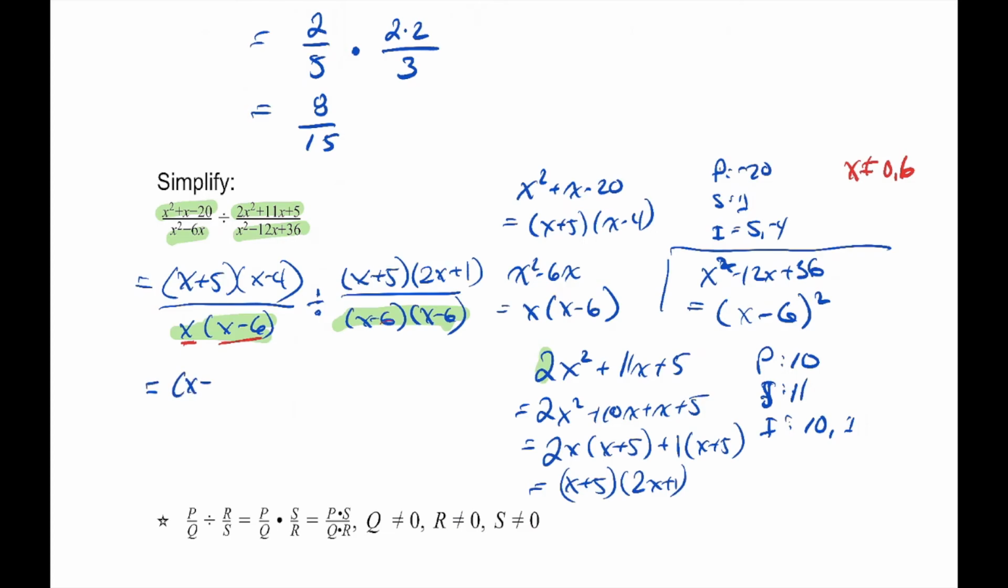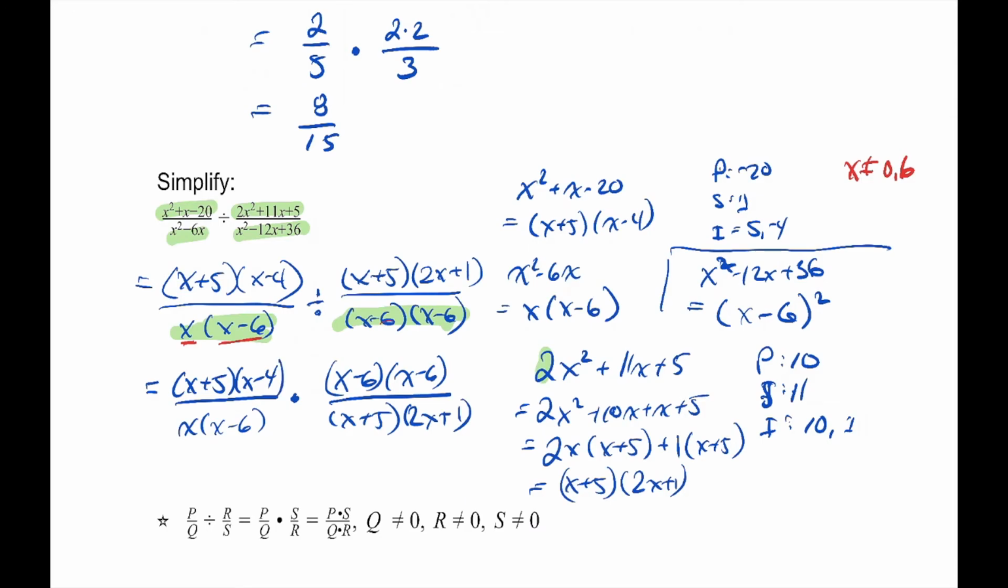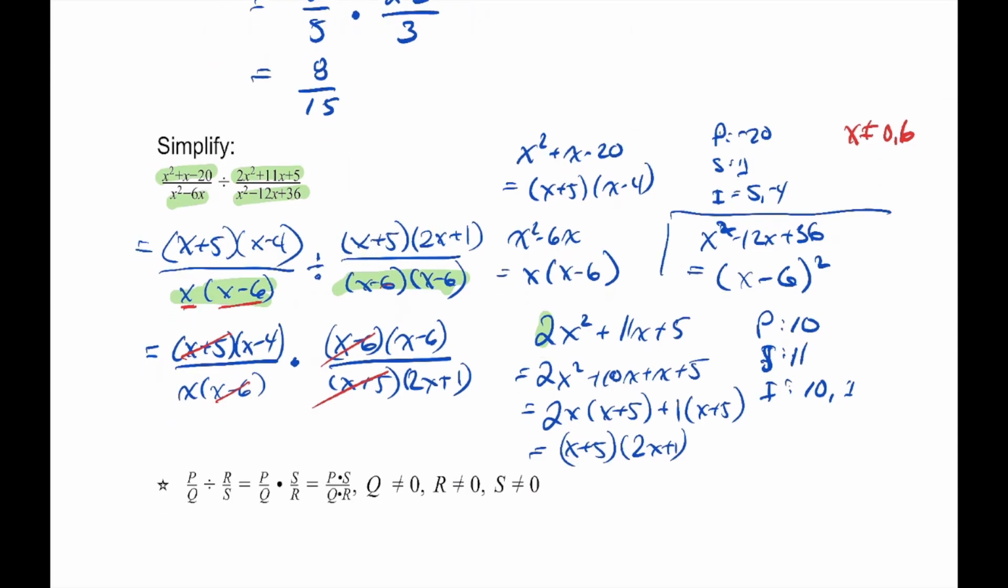So here we get (x + 5)(x − 4) all over x times (x − 6), multiplied by (x − 6)(x − 6) over (x + 5)(2x + 1). So now we go off and start reducing. So x − 6 reduces there, x + 5 reduces over there, and that's as far as we can go, but that's actually pretty good. Things are a lot more simplified.